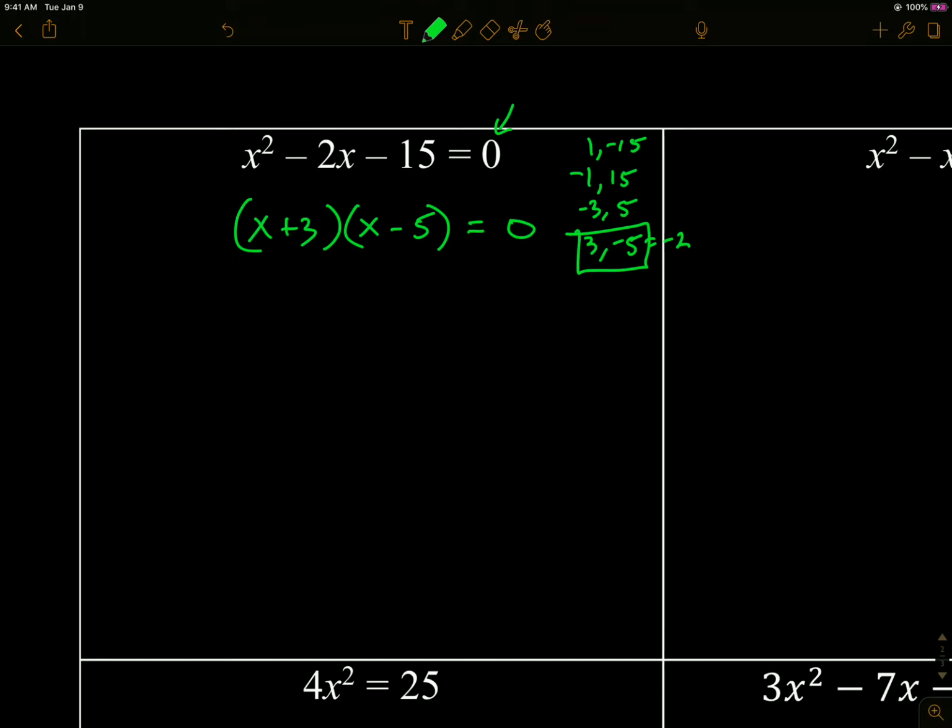Now it's set up to apply the zero product property. I have a product equaling 0. So I set each factor equal to 0 to solve.